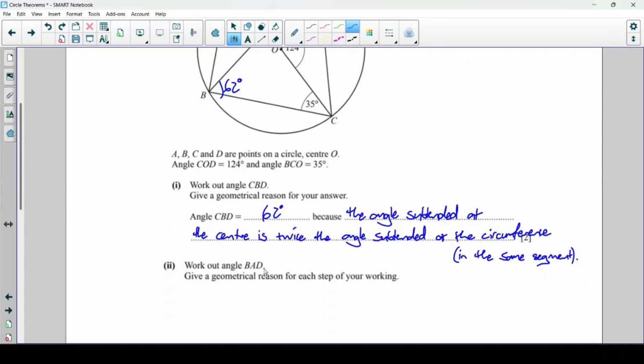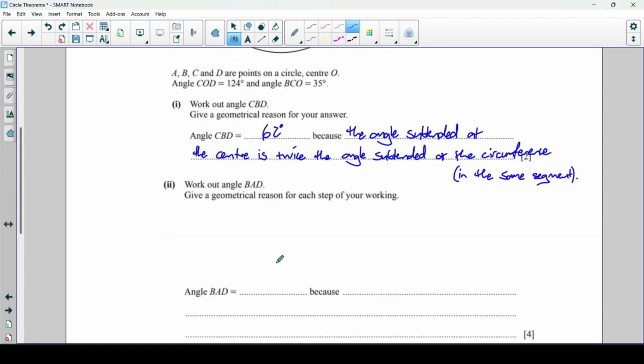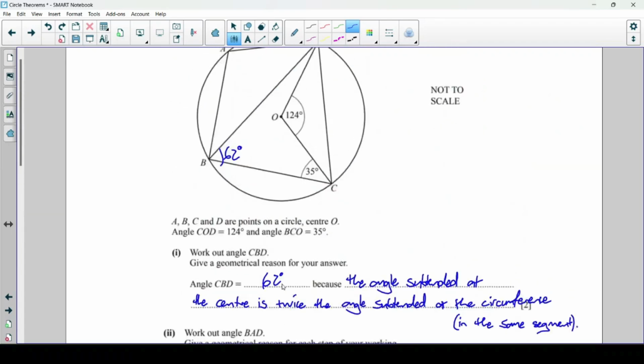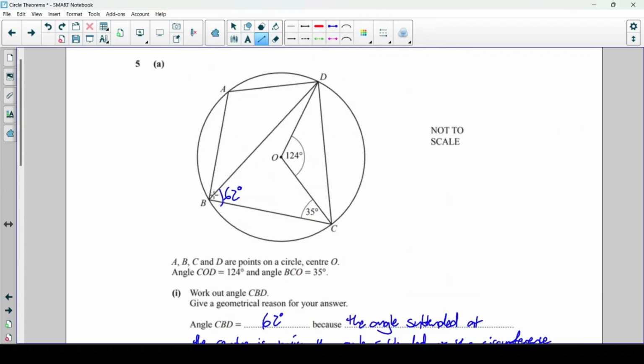Okay, work out angle BAD, giving a geometrical reason for each step of our working. Okay, this one's 4 marks, right. BAD. So I'm thinking that the way to figure this one out is to use the cyclic quadrilateral, so to work out this angle here, down here first, and then we can use the fact that they add up to 180. So let's make it our mission to work out this one down here. Okay, so here we've got a radius and another radius, so we have got an isosceles triangle. So let's use that first of all.